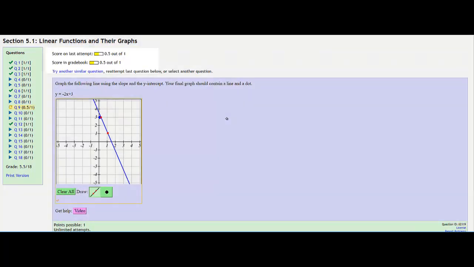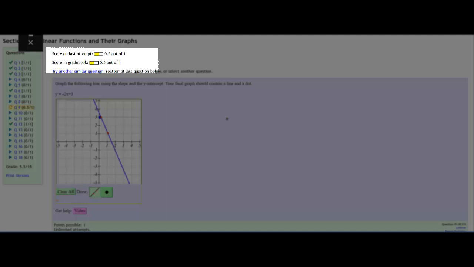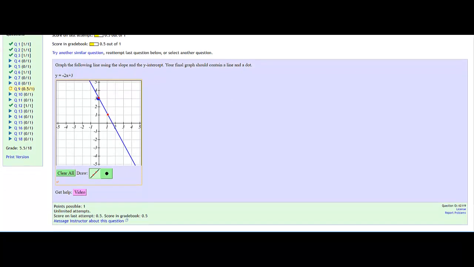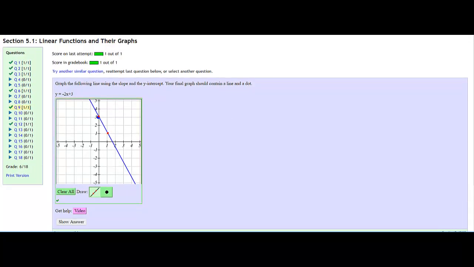I have a feeling I missed the point by just a little bit. So let's try this one more time. I'm going to pick my point y is equal to 3 when x is equal to 0. And I'm going to click on my y-intercept and then move, dropping down 2 and over 1. And let's see if we got the answer right this time. And I'm good to go for this one.